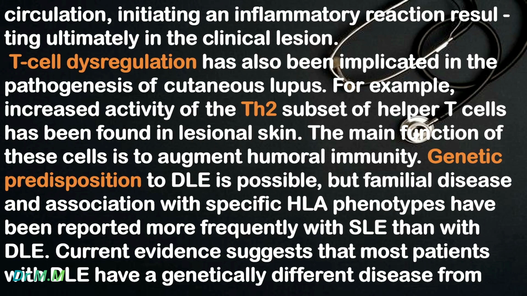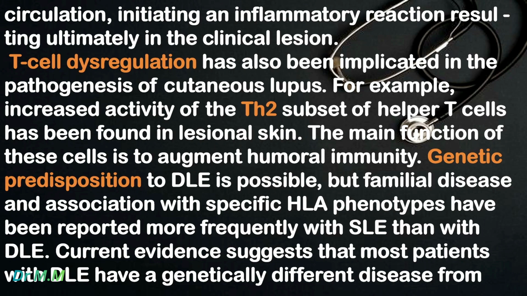T-cell dysregulation has also been implicated in the pathogenesis of cutaneous lupus. For example, increased activity of the T helper 2 subset of helper T cells has been found in lesional skin. The main function of these cells is to augment humoral immunity.